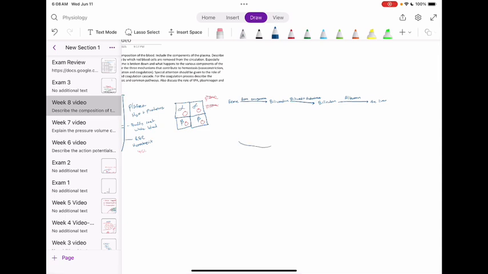Draw a liver here. I'll label it because that does not look like a liver. Okay, the liver with the small intestine. Weird looking kidney. Okay.